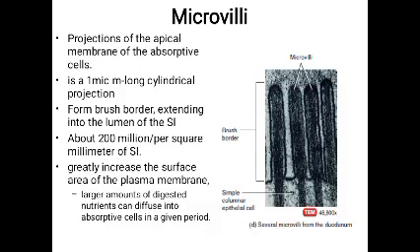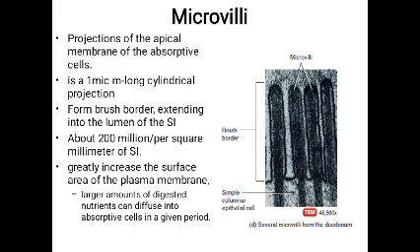Microvilli, projections of the apical membrane of the absorptive cells, are 1 micrometer long cylindrical projections that form a brush border extending into the lumen of the small intestine.